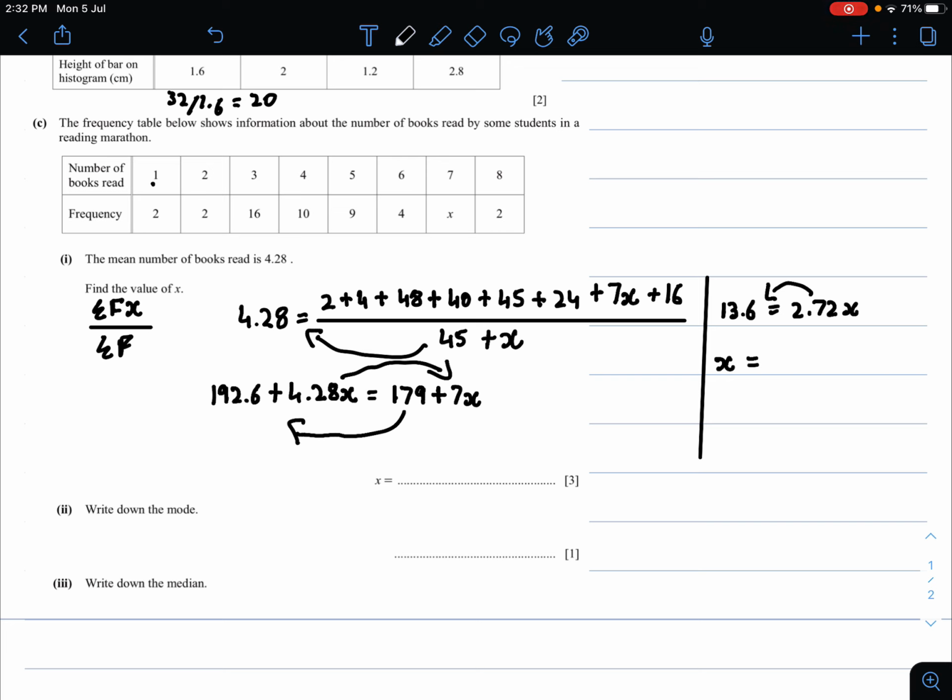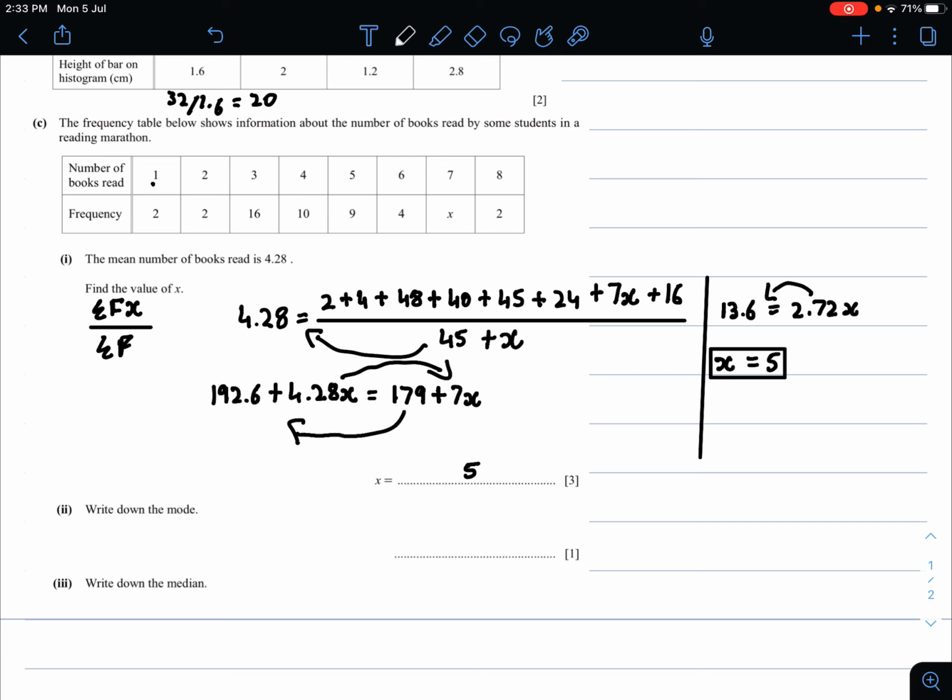So you can take the 2.72 to the other side. Multiplication when taken to the other side of the equation becomes division. So 13.6 divided by 2.72 is equal to 5. Therefore x is equal to 5. And therefore this is your final answer for part C1. Now let's move on to part C2.